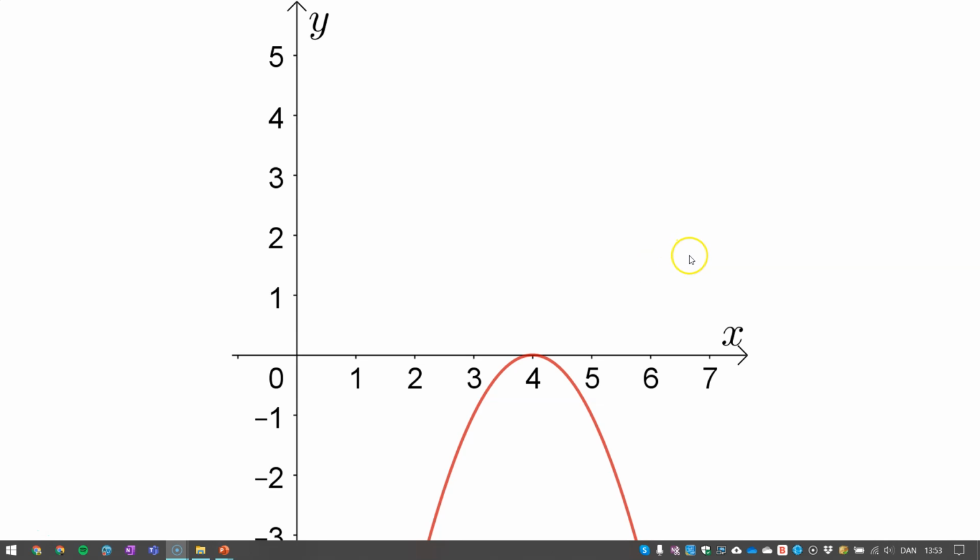If I had something like this, where the vertex is actually on the x-axis, well, then this is the vertex, and we know that the axis of symmetry goes through the vertex. So if the vertex is at x equal to 4, then the axis of symmetry is x equal to 4.